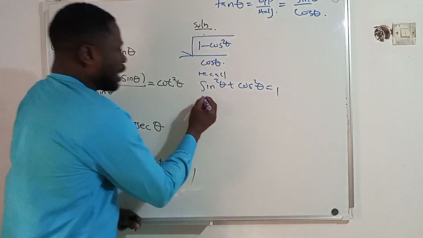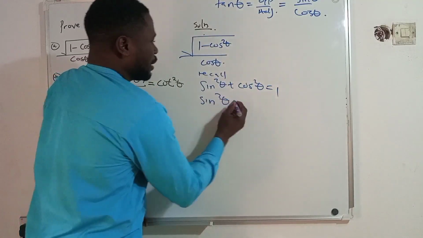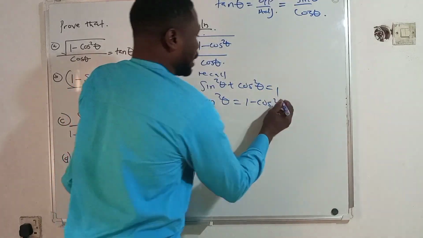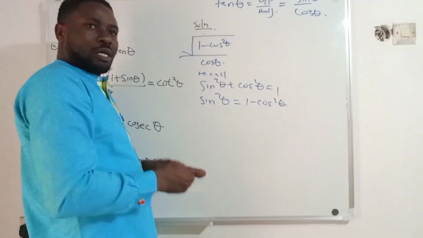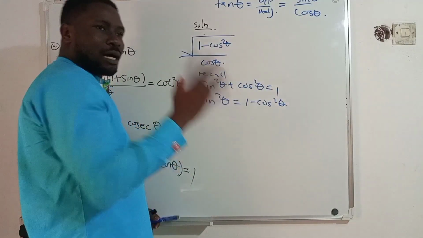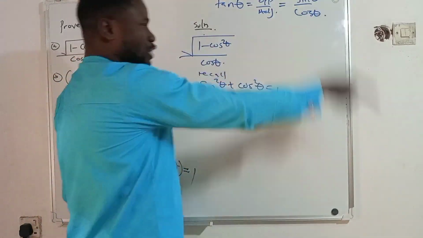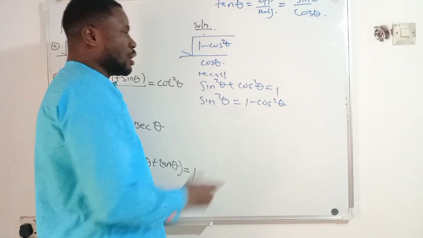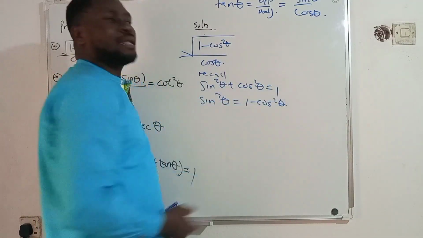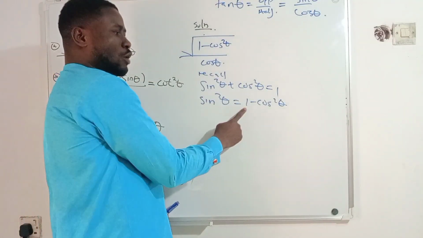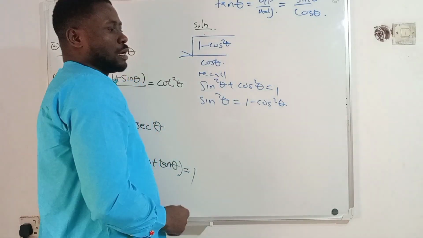And so if I say sine squared theta equal to 1 minus cos squared theta, it means that I'm trying to isolate or make sine squared theta the subject of the formula. And what that implies is that this cos squared theta has to be transferred to the right hand side of the equation. Of course, if that happens, the sign changes to what? Minus. So we're going to have 1 minus cos squared theta.